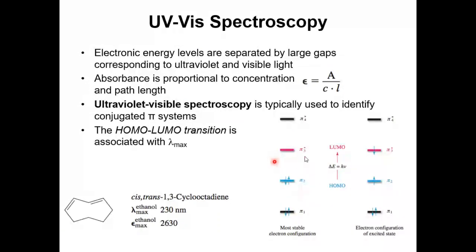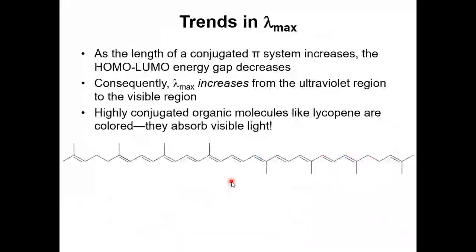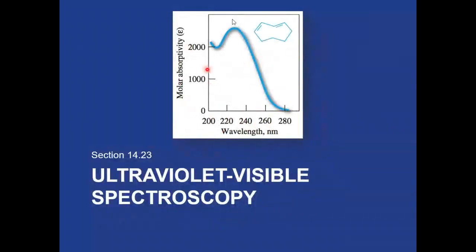And the lowest unoccupied molecular orbital also is a pi orbital, but an anti-bonding orbital. So the energy gap between these two orbitals directly corresponds to the wavelength of maximum absorption, lambda maximum. So basically, the transition from here to here corresponds to the energy of the photon absorbed to give this transition.